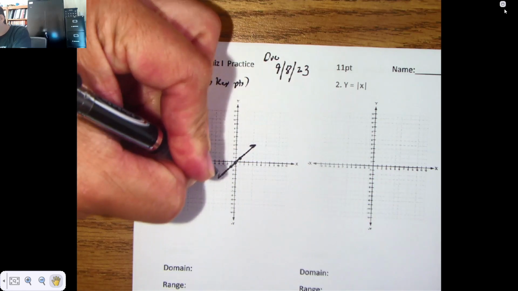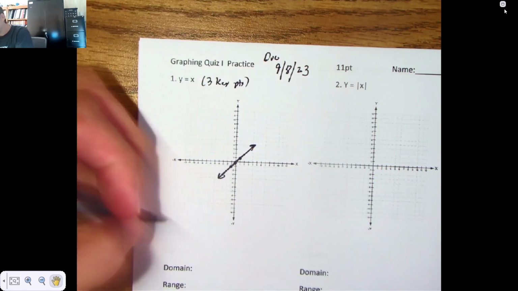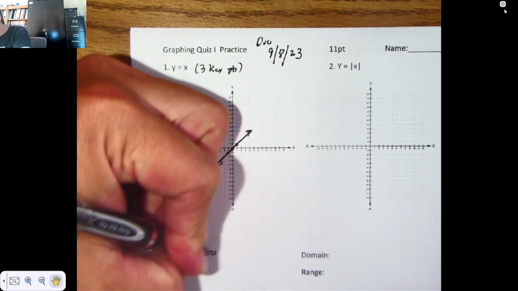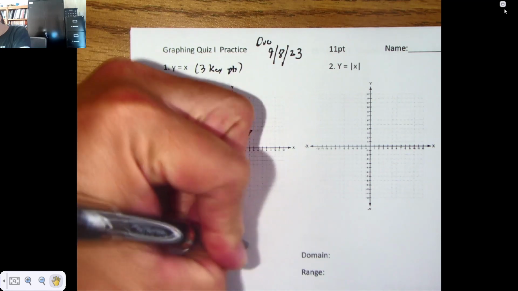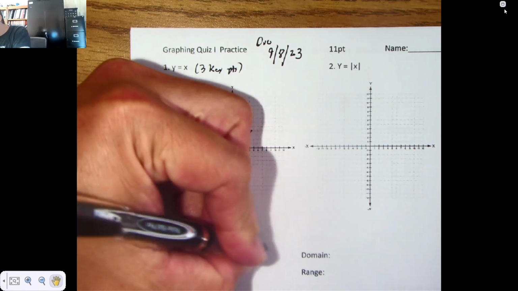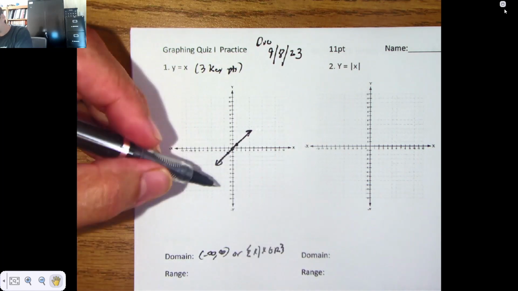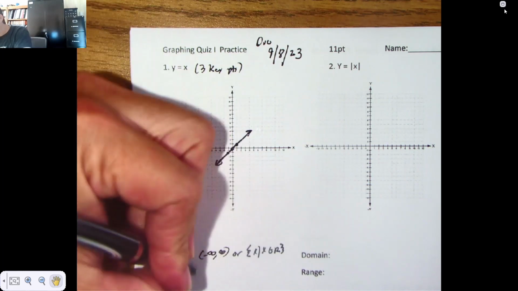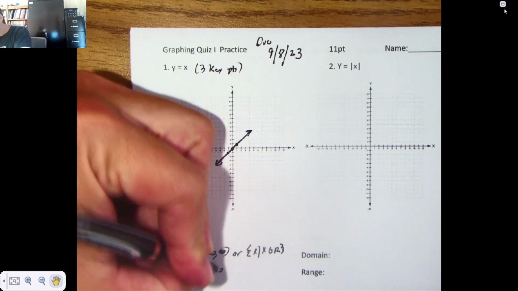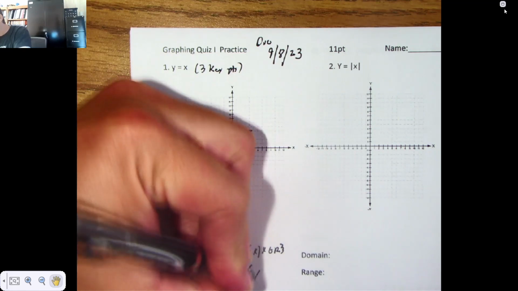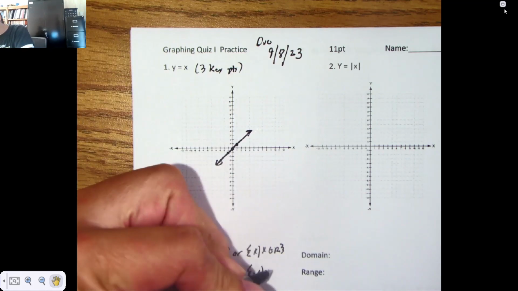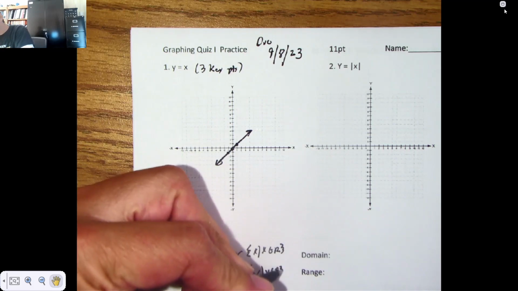And she continues forever left and forever right, so you could do negative infinity to infinity, or all values of x such that x is an element of the real. Her range, she falls forever, she rises forever, also negative infinity to infinity, or all values of y such that y is an element of the real.